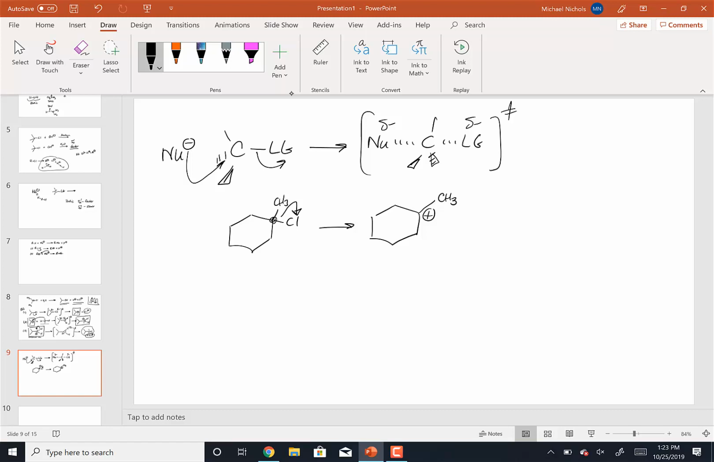Primaries cannot undergo SN1 because SN1 has to go through what kind of intermediate? Carbocation. Are primary carbocations stable? Not in this class.